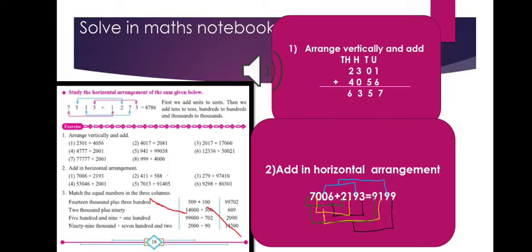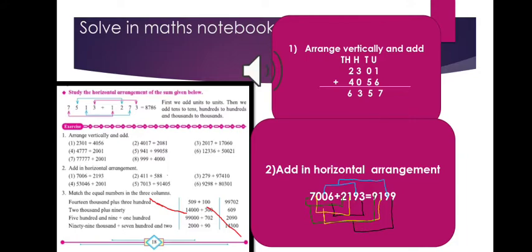You will write 1000, 100, tens, units because it is a 4-digit number. Then you will write the number 2301 plus 4056. You will write the numbers and then you will add numbers at unit place. So what are the numbers at unit place? 1 plus 6 is 7. 0 plus 5 at tens place is 5.